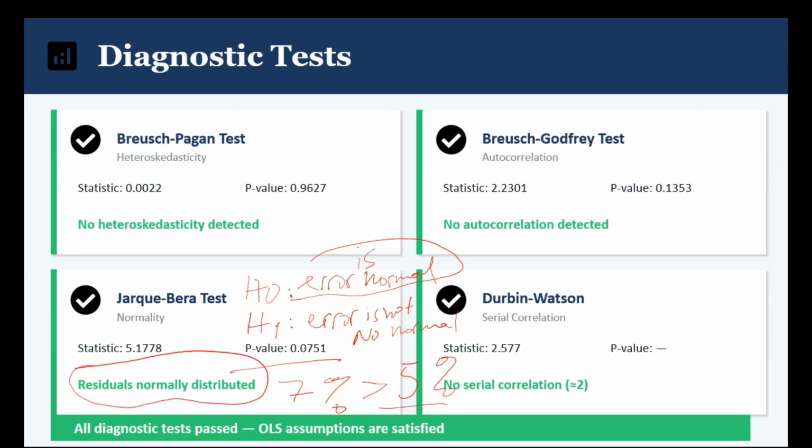What about this autocorrelation, the White test, the Godfrey test? We have 13. How can we state our null hypothesis? Our null hypothesis is saying there is no serial correlation.